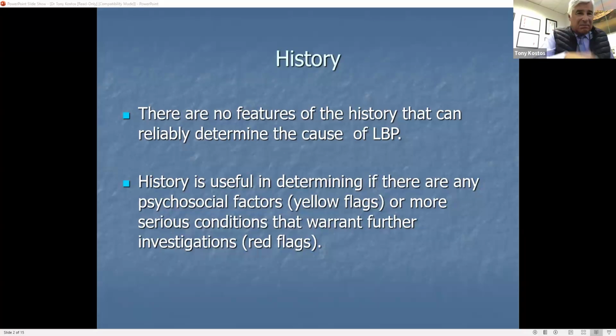So the psychosocial yellow flags. What we're looking for are quite florid descriptions of pain. The pain's all over the body, pain the same day and night. And increasingly what I'm finding is that in this day and age, there's bullying and harassment, which I colloquially label as the new RSI. We're also looking for serious conditions that warrant further investigation.